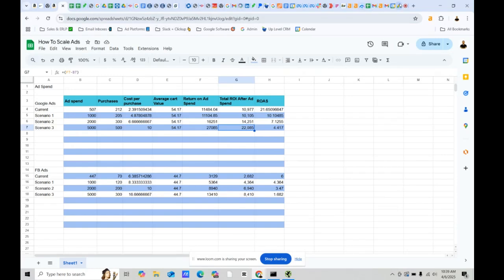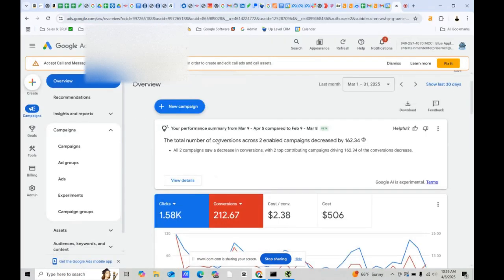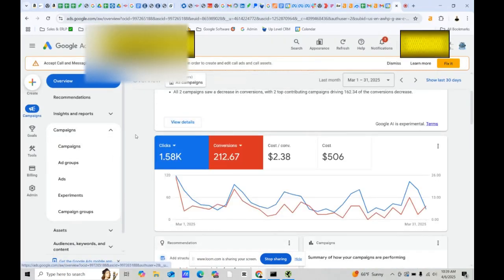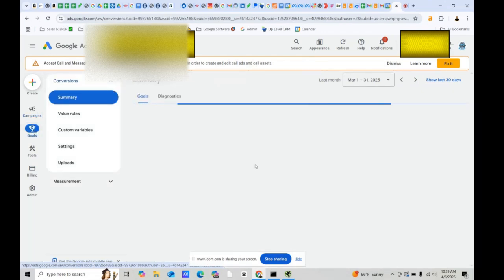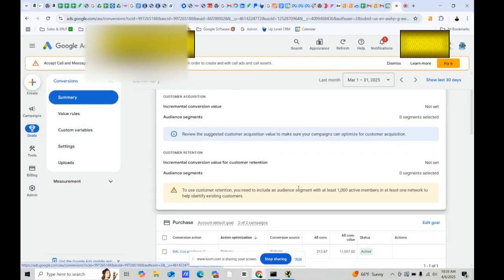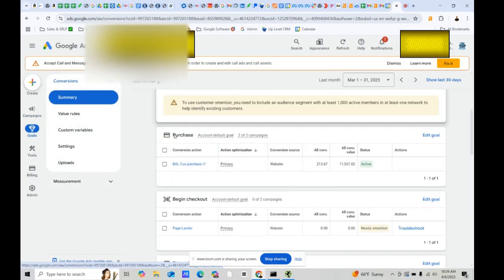How to scale ads. So starting in the ad account, we're going to go to goals. In goals, this is showing us the primary conversion that we want to focus on. And in this instance, it is purchases. Okay. So this is the most important thing.